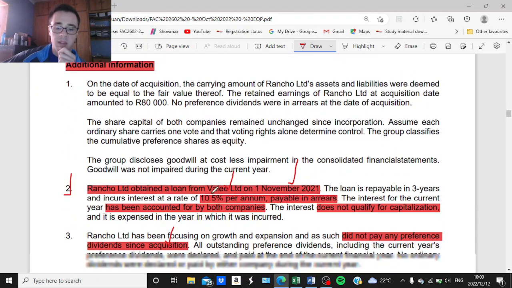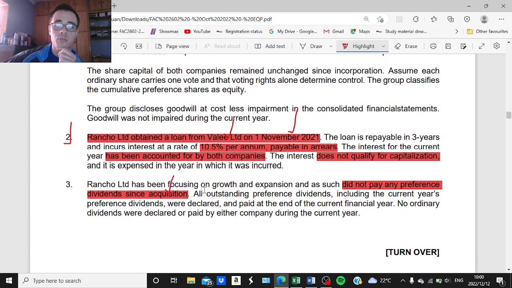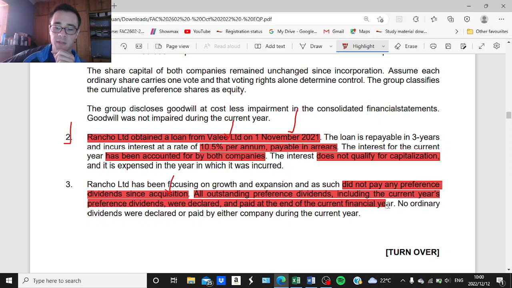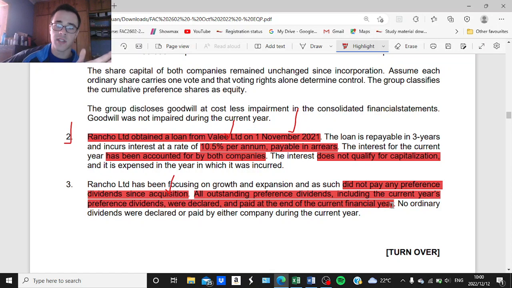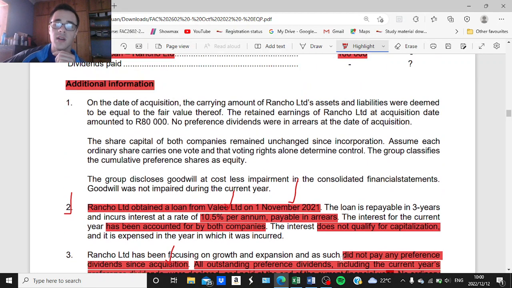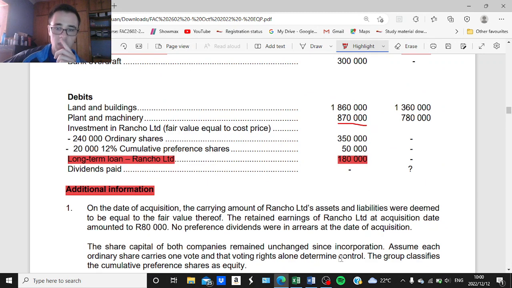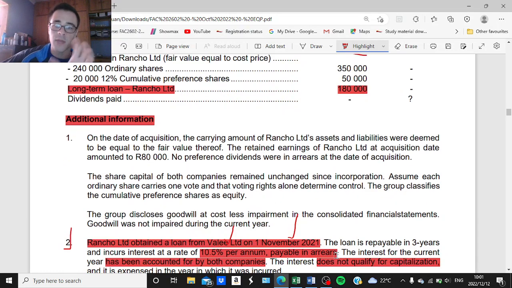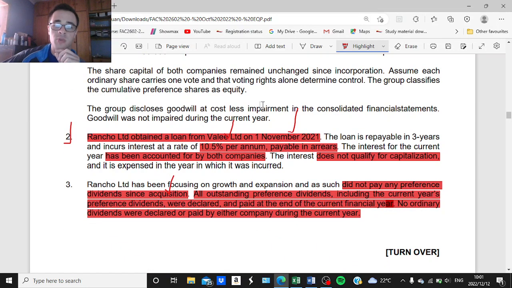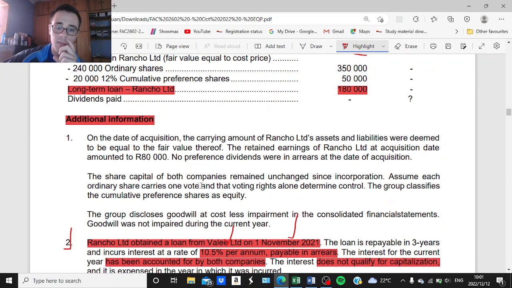Alright, now all outstanding preference dividends, including the current year's preference dividends, were declared and paid at the end of the current financial year, which was the 30th of September 2022. No ordinary dividends were declared or paid by either company during the current year. So in other words, we only need to provide for the elimination of preference dividends, okay, that were paid intra-group, and we also need to record the NCI share in that amount.